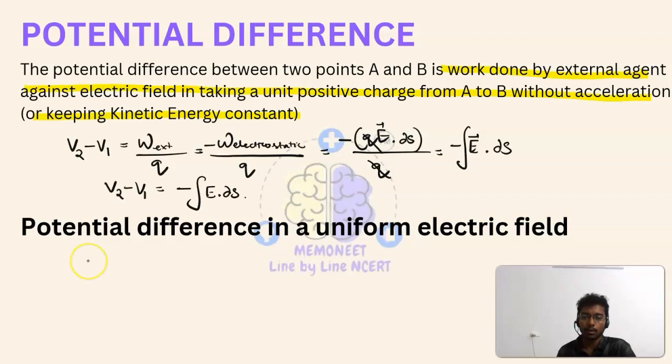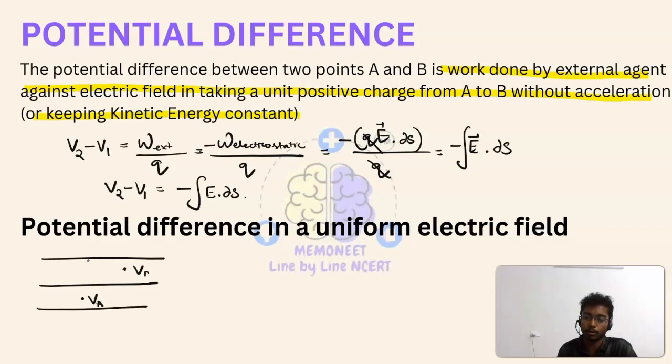Potential difference in a uniform electric field. Let's say this is the uniform electric field and we have to find the potential difference from VA to VB. So VB minus VA is equal to minus E dot, where this is point A and this is point B, E into the distance vector AB. This is how we can find the potential difference in a uniform electric field.